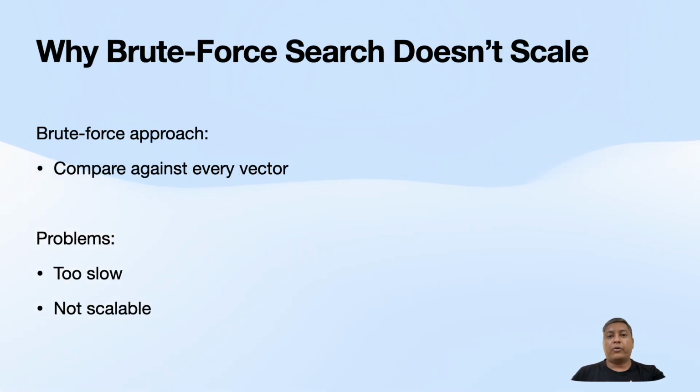One obvious approach is brute force. You take the query vector and compare it with every single vector in your database. That works fine when you have a few hundred vectors, but when you have millions or billions of embeddings, this becomes impossibly slow. Even powerful hardware can't save you here. So, we need a smarter way to search.